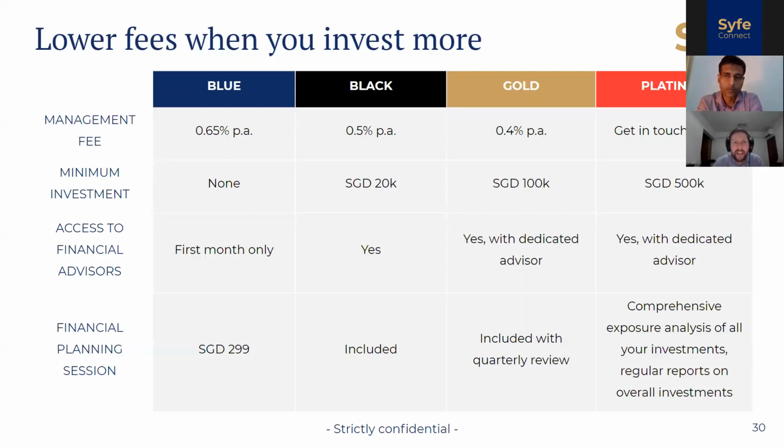If you're a black tier, you would get access to our financial advisors on an ongoing basis, and you'd get a financial planning session included free within that. If you were then a gold tier, you'd get your own dedicated advisor and get quarterly financial planning sessions. As mentioned, for any larger amounts over $500,000, you would get a comprehensive analysis of your investments and reports on other investments not held with S.A.R.T.